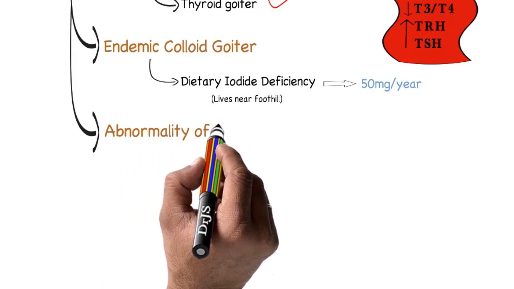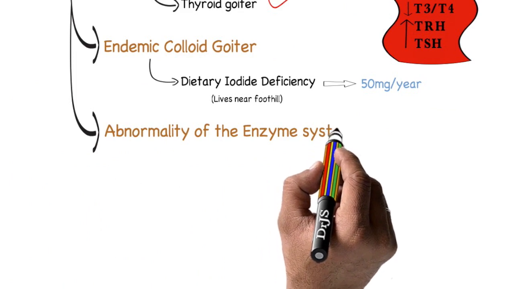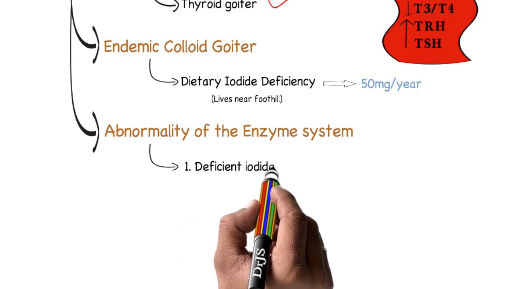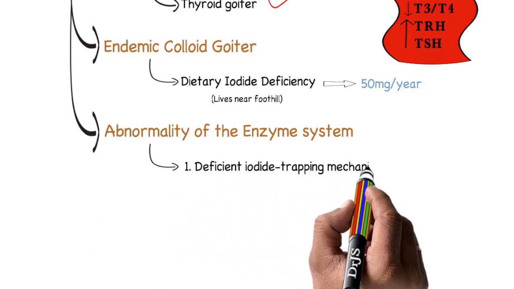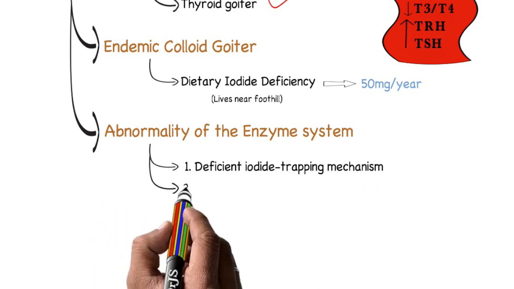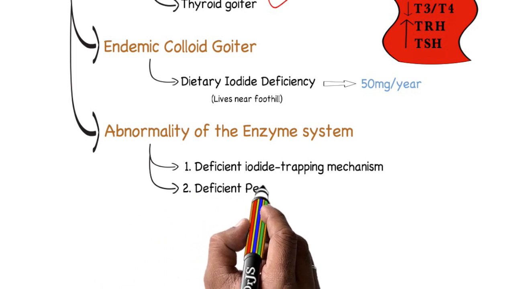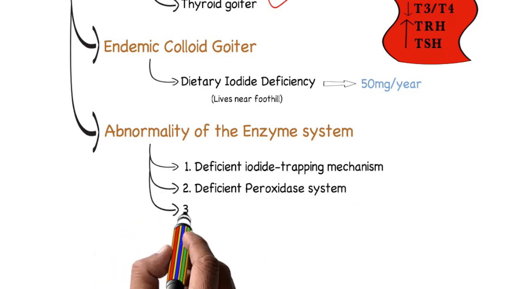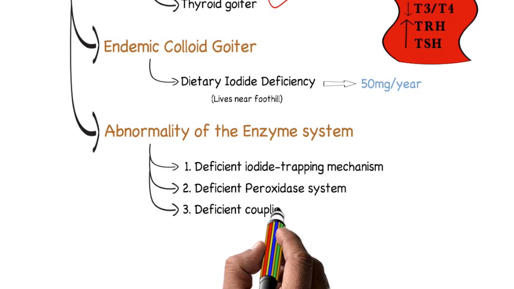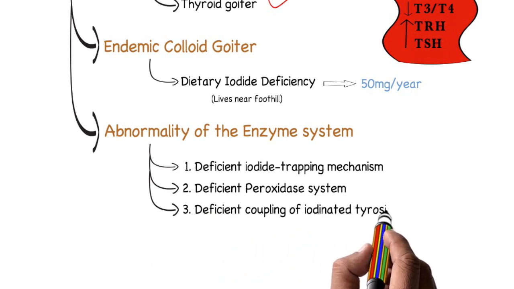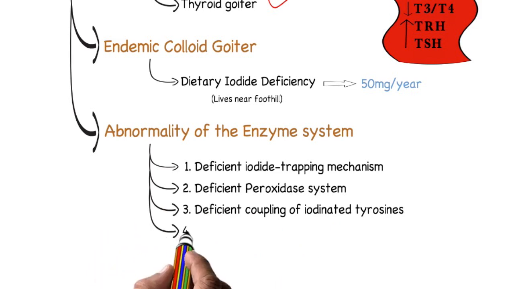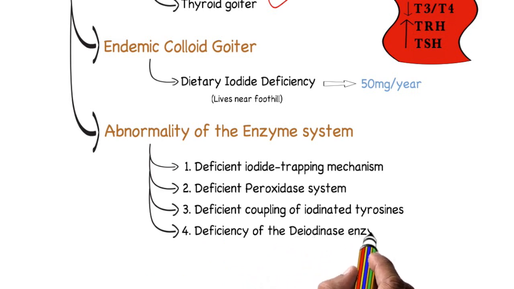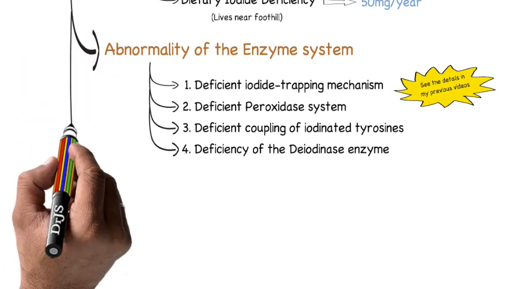Abnormality of the enzyme system. These are as follows: deficient iodide trapping mechanism, deficient peroxidase system, deficient coupling of iodinated tyrosine, deficiency of the deiodinase enzyme. You can see the details about these enzymes in my previous videos.